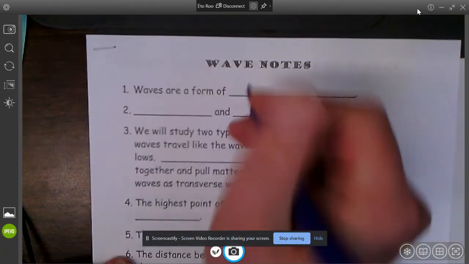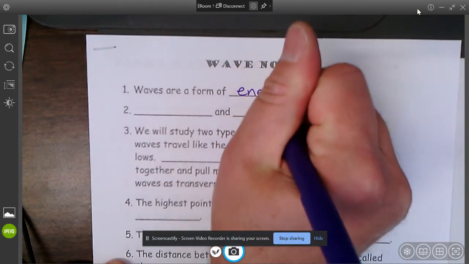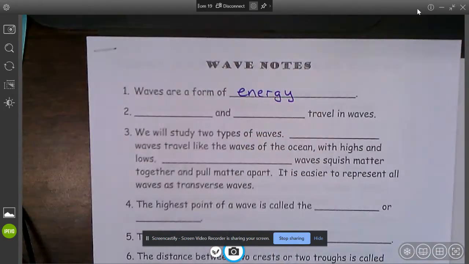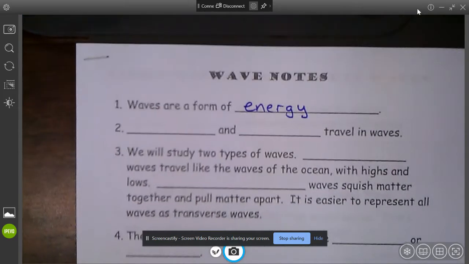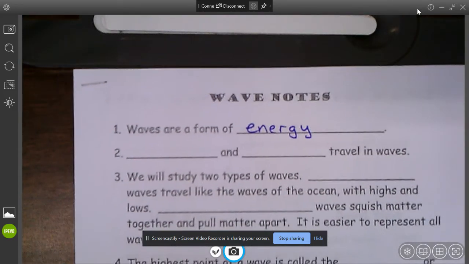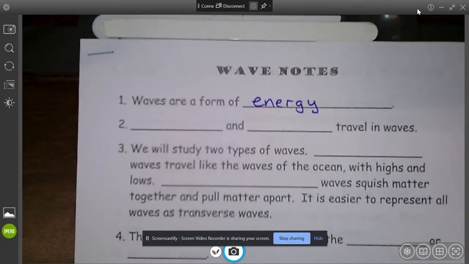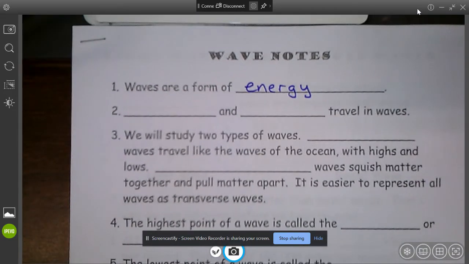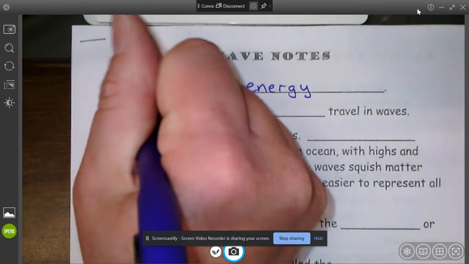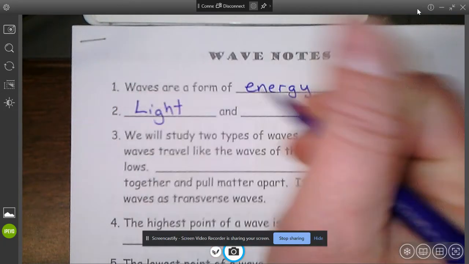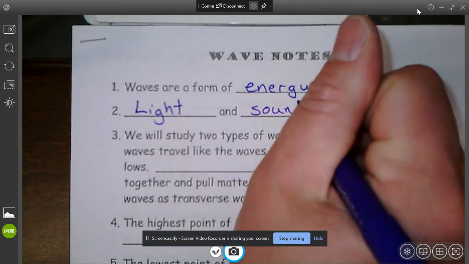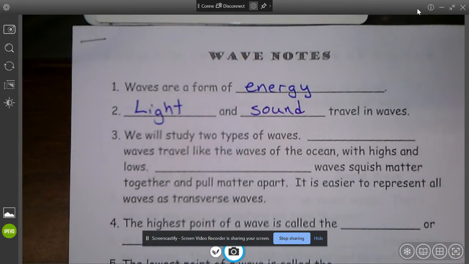So waves are a form of energy. It's just like heat or electricity. It's something that allows energy to flow. And energy is pretty much the movement of particles. There are two main forms of energy that travel in waves. That's going to be light and sound. And that's what we're studying for the next couple of days, light and sound. So light and sound travel in waves.